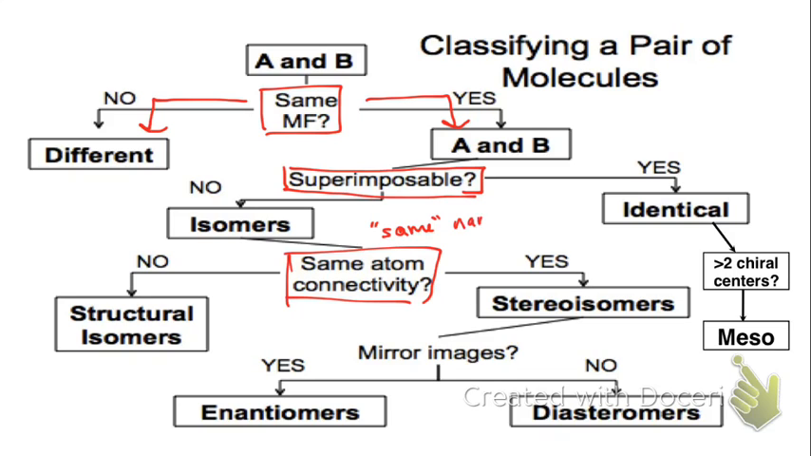Same name. If they have the same name, if that's a yes, then they're stereoisomers. If it's a no, then they're structural isomers. Okay, so it's effectively the same thing as same atom connectivity. Okay, and then the last big question to ask is mirror images.